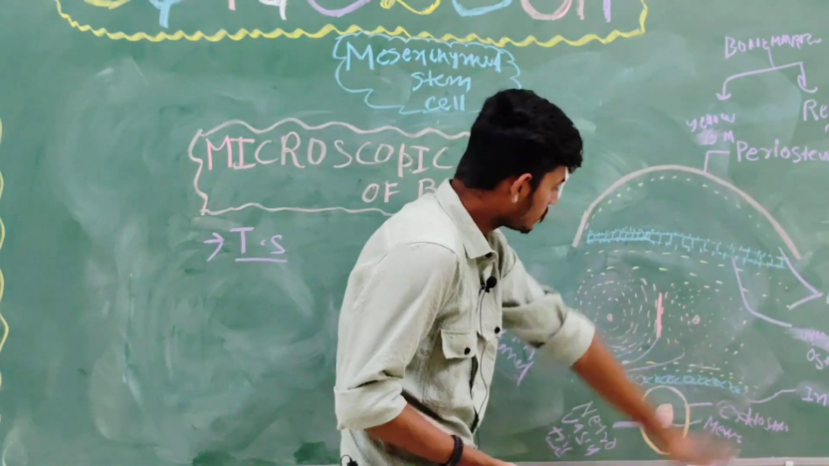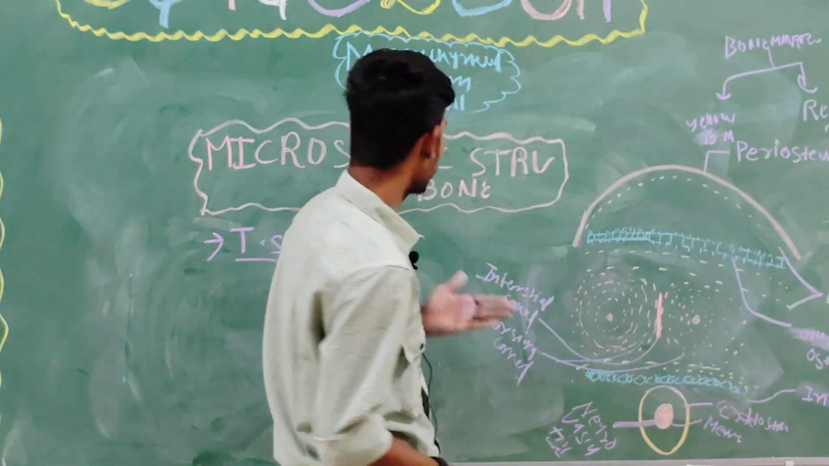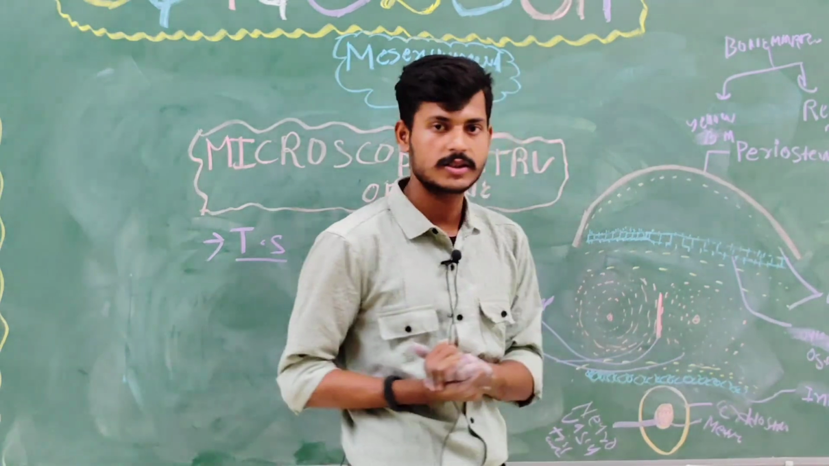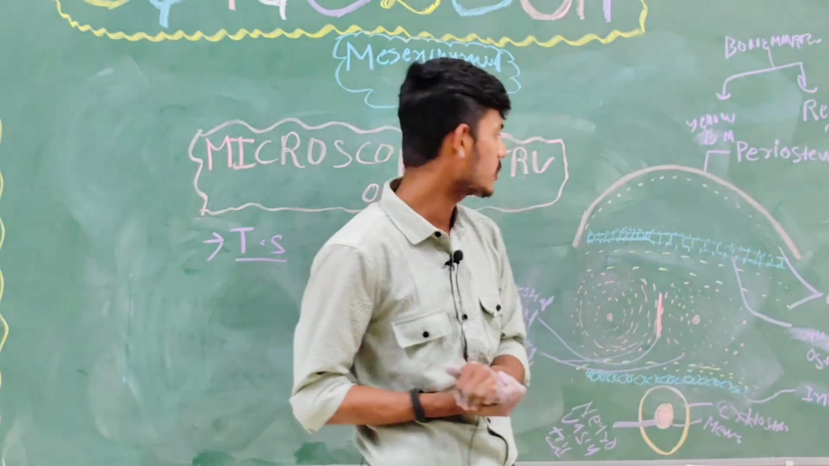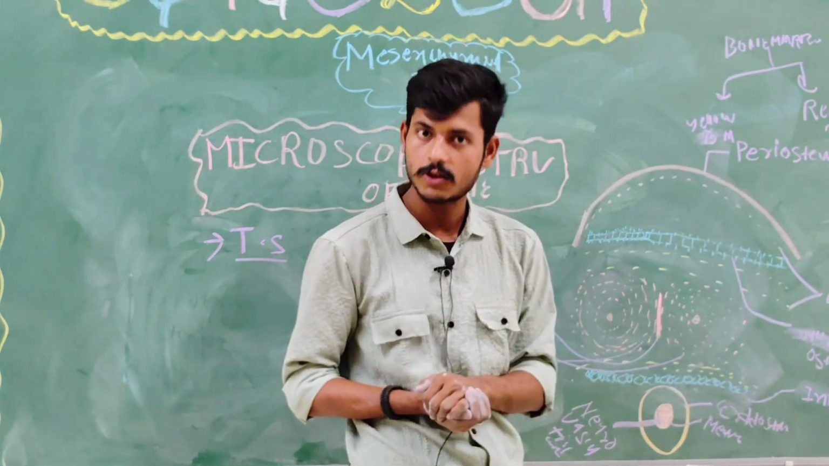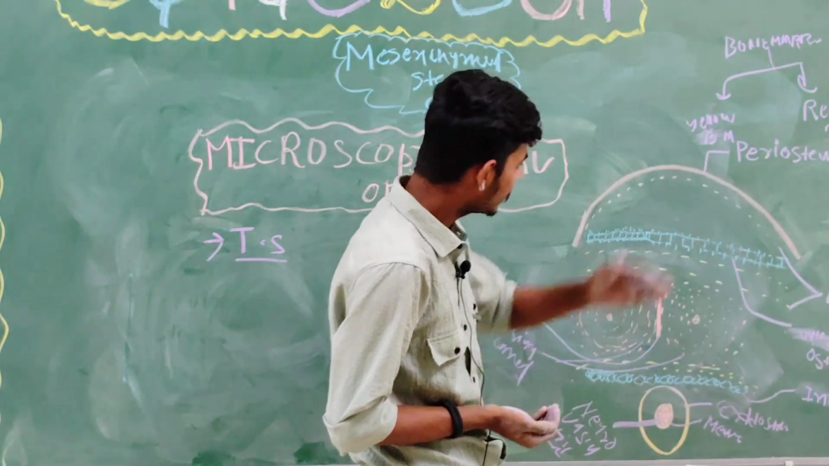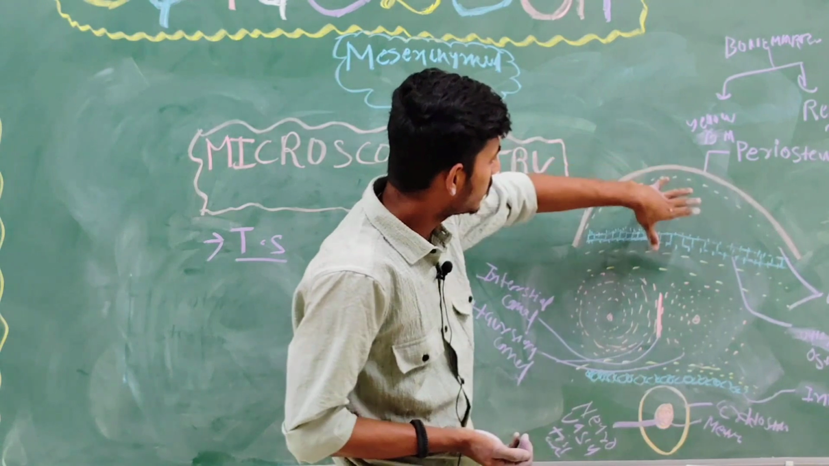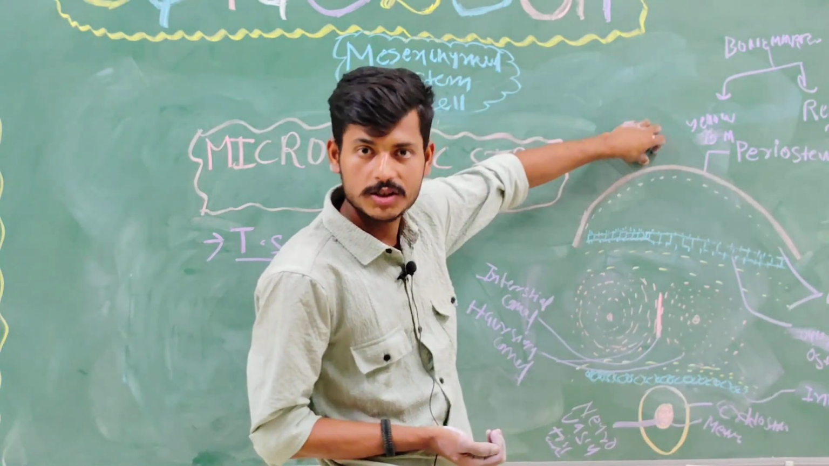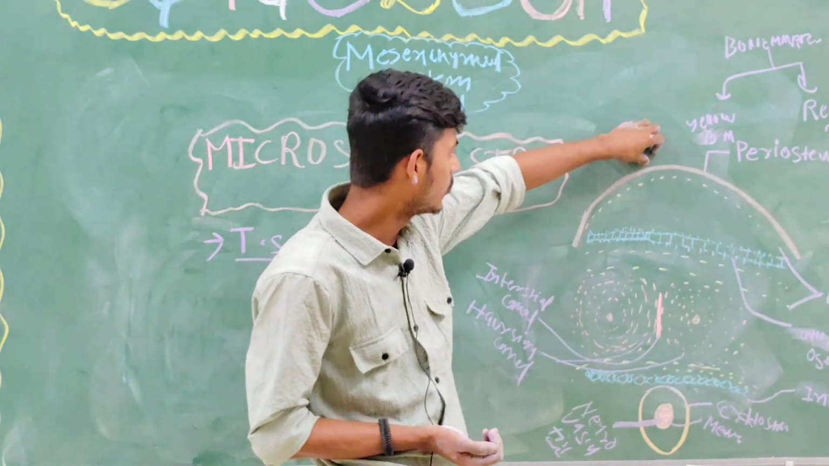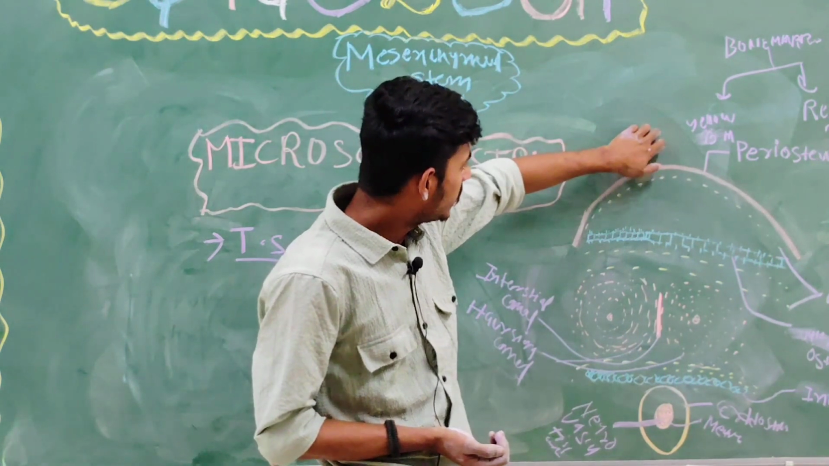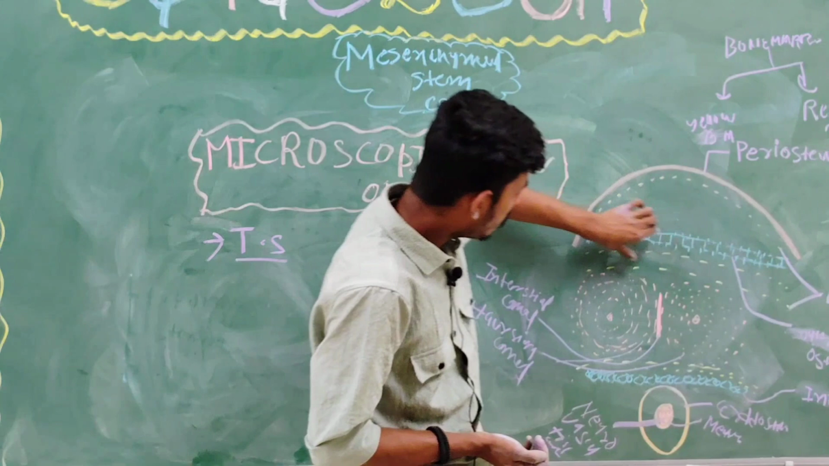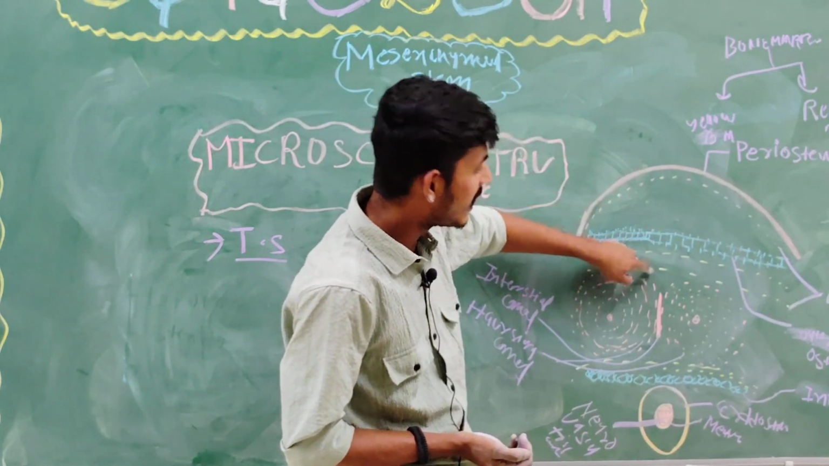Now, once again, we are discussing the microscopic structure of the bone, and as I said, for studying the microscopic structure of bone, you need to dissect the bone. For that, we have to study the transverse section of the bone. So in the transverse section, the bone appears like this. The first layer, as you are able to see, is the periosteal layer. It's the hardest layer of the bone, okay.